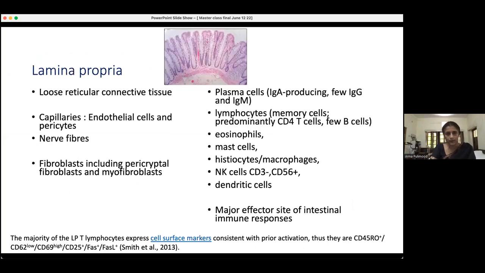The lamina propria is made up primarily of a loose reticular connective tissue with capillaries and nerve fibers. And then there are the fibroblasts and myofibroblasts and all the inflammatory cells. So the lamina propria is a major effector site of intestinal immune responses. So it's a very important place to study the immune responses in various forms of injury.